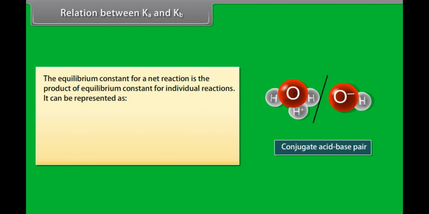Relation between Ka and Kb. The equilibrium constant for a net reaction is the product of equilibrium constants for individual reactions. It can be represented as K net is equal to K1 times K2 times K3, and so on. For conjugate acid-base pair, Ka times Kb is equal to Kw.